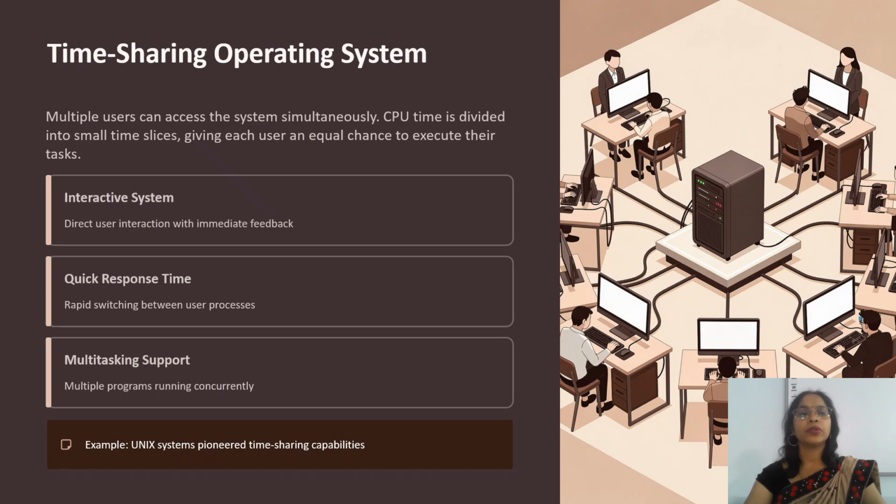If we are talking about the features of the time sharing operating system, it is an interactive system, that means the user interacts directly with immediate feedback. Second, quick response time, that means rapid switching between the users and processors. Third is multitasking support, multiple programs running concurrently at the same time. So a time sharing operating system gives fair CPU allocation, and this system improves the user's experience significantly.